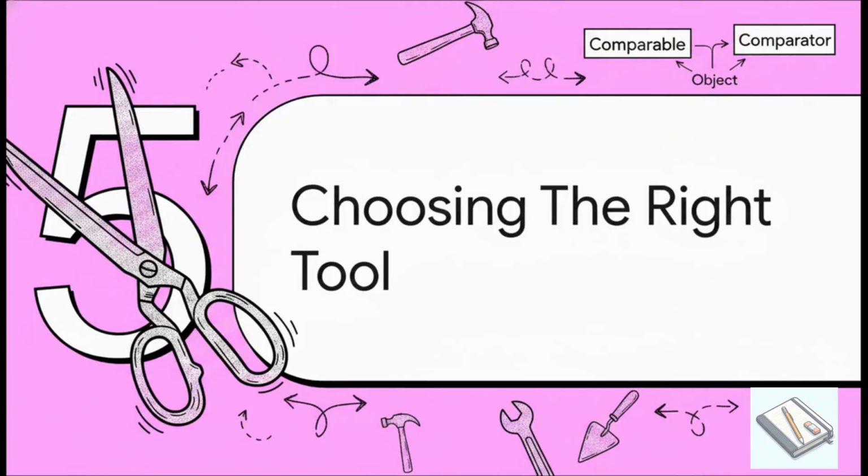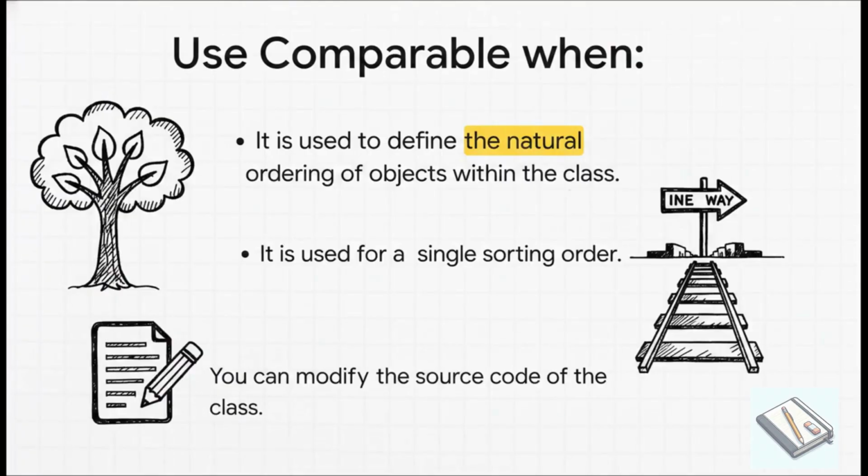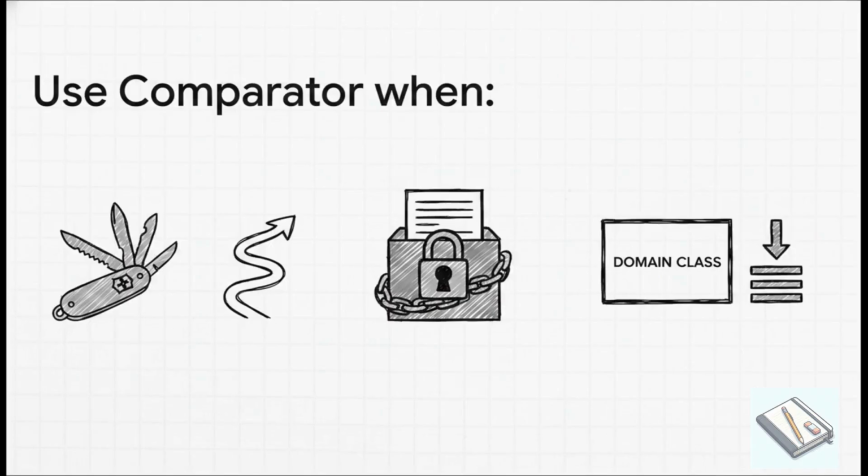So the big question is, which one do you pick? It's not about one being better than the other. It's about picking the right tool for the specific job you're doing. So you're going to want to reach for Comparable when there is one single, obvious, natural way to sort your objects, like sorting people by social security number or products by a unique product ID. It's for the default case, and of course, you can only do it if you can actually change the code for that class. And then you've got Comparator. This is your go-to for pretty much everything else. Anytime you need multiple ways to sort, by name, by date, by price, you need a Comparator. And this is a big one. It's your only option if you're trying to sort objects from a library where you can't touch the source code.